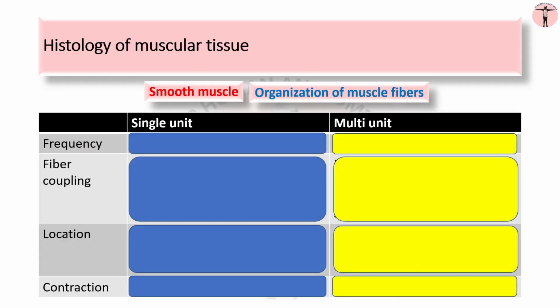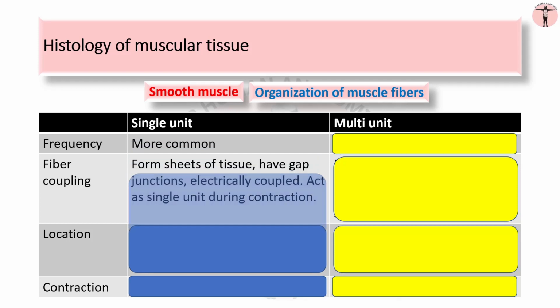Based on the gap junctions, smooth muscle is classified into two types, single unit and multi-unit. Single unit smooth muscle is also called unitary smooth muscle or visceral muscle. This type of smooth muscle is the most common type observed in the human body. Smooth muscle fibers usually form sheets of tissue and function in a coordinated fashion due to the presence of gap junctions between the cells. Due to the gap junctions, they are electrically coupled.